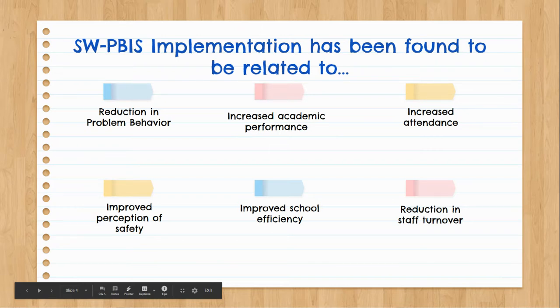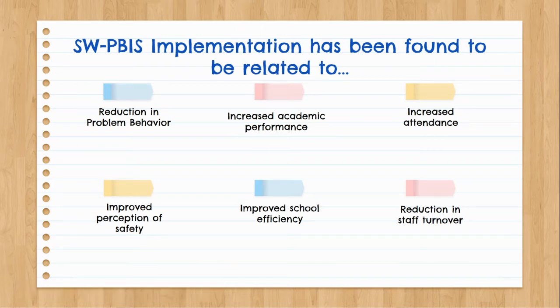School-wide PBIS implementation has been found to be related to a reduction in problem behavior, an increase in academic performance, increased attendance, improved perception of school safety by students and staff, improved school efficiency, and a reduction in staff turnover. Also, schools that implement PBIS with fidelity are less reactive, aversive, dangerous, and exclusionary in their practice. They're more engaging, and also rely on more prevention provided to students.